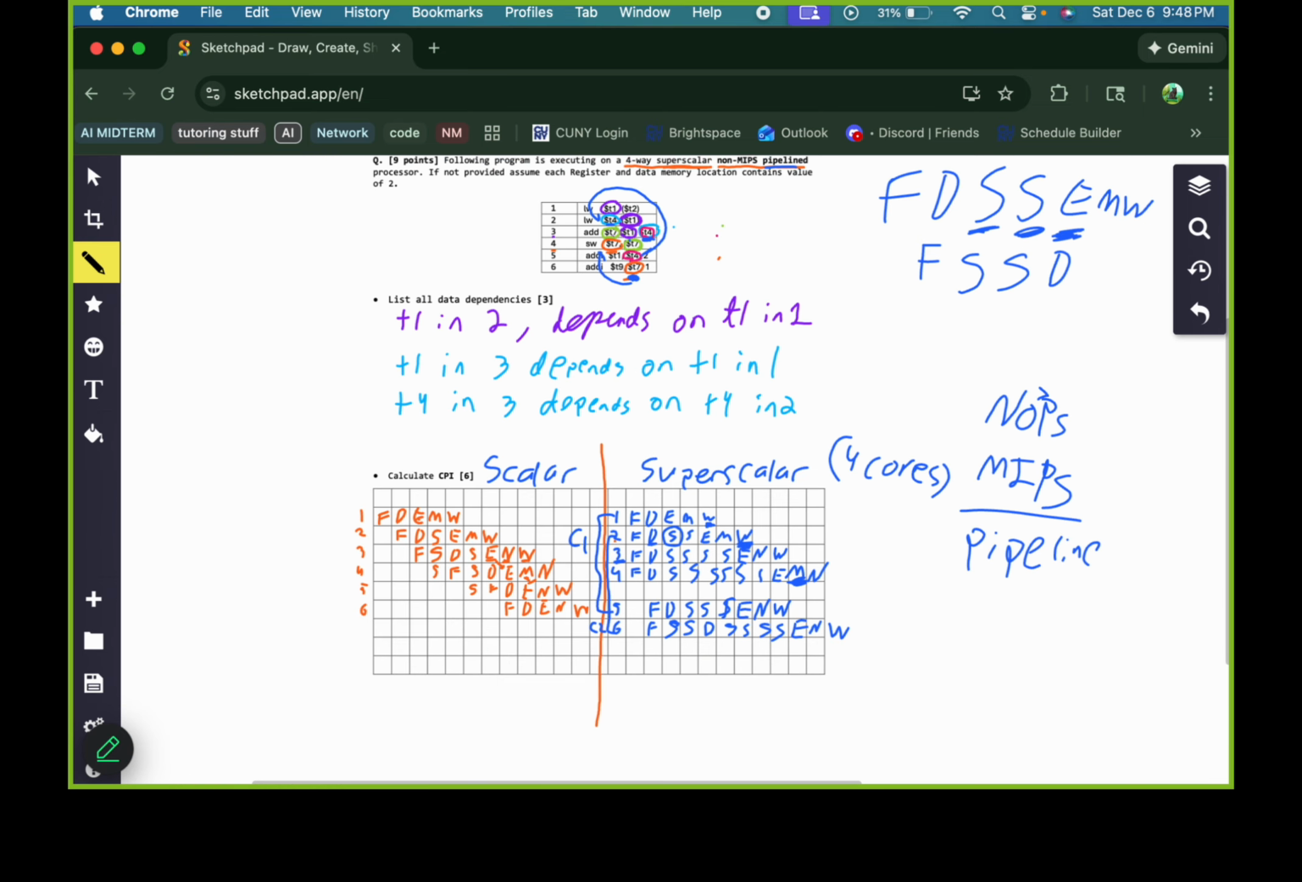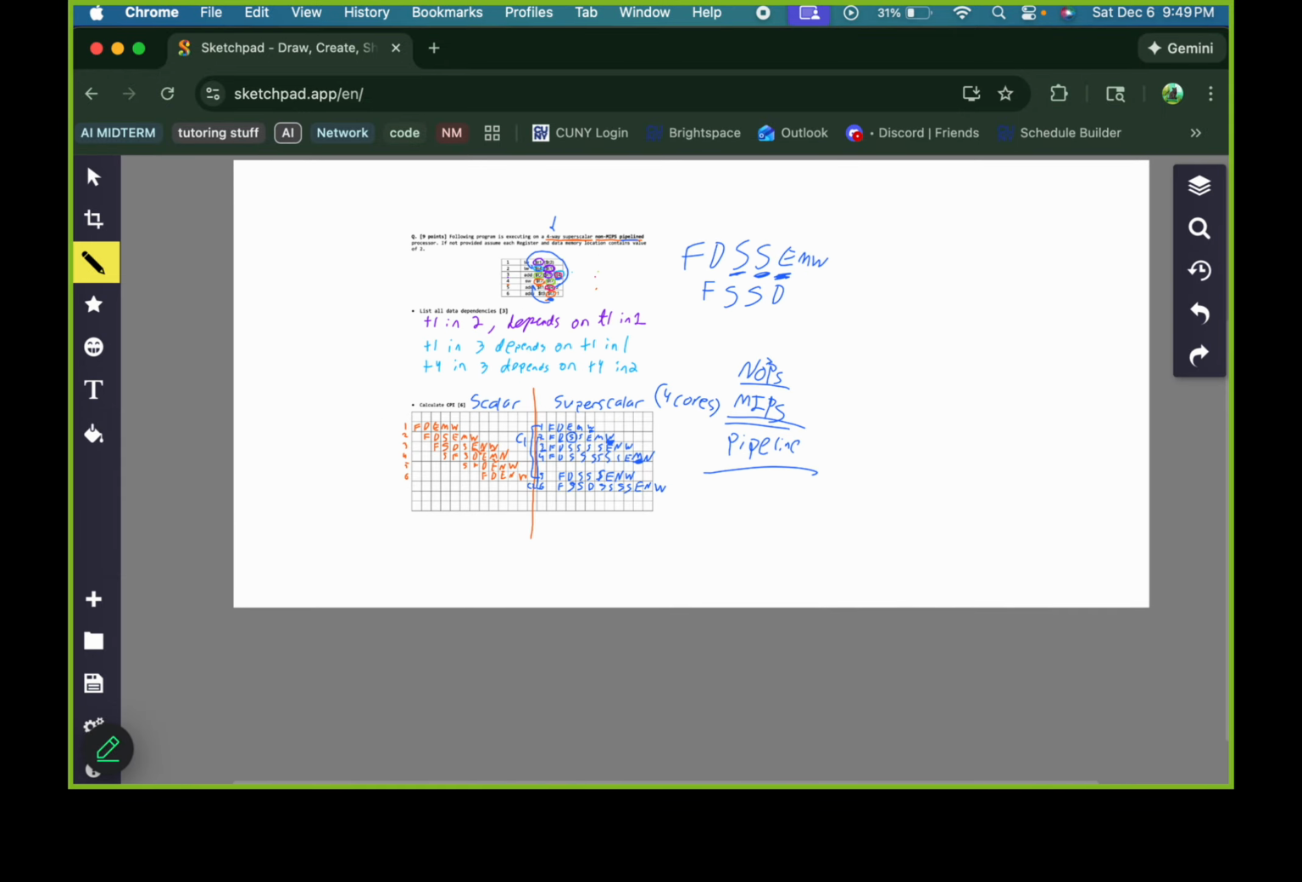Now again, this was superscalar, so there's 4 cores going on at the same time, and this was a no ops MIPS pipeline, meaning I used no ops and I also had a pipeline going on. That's why I was able to layer these guys. Otherwise, I would have had to wait for each of these to be over until I start the next instruction. So over here, this would not have happened until after this one finished completely. This would not have happened until after this one finished completely. So it's very important to know the differences between those, but otherwise superscalar is not too bad of a topic.